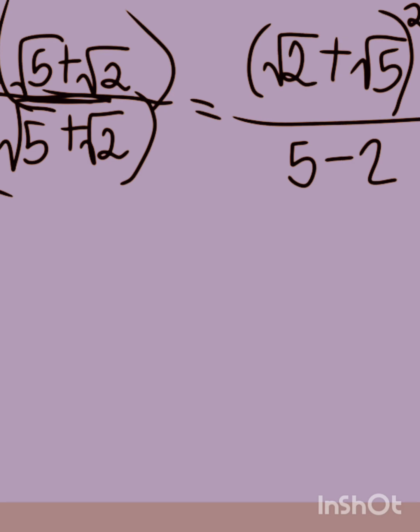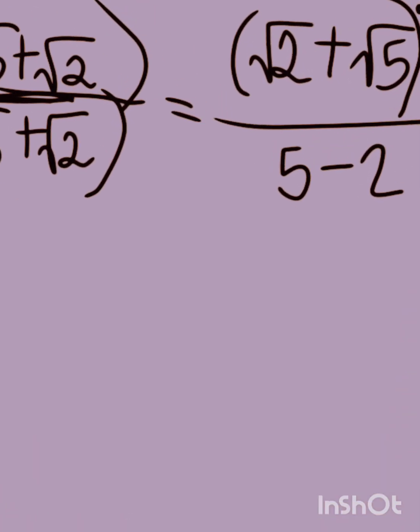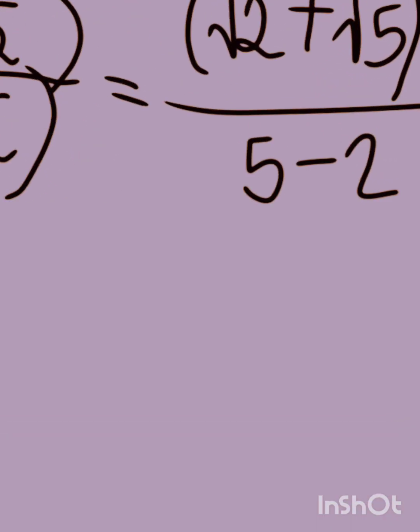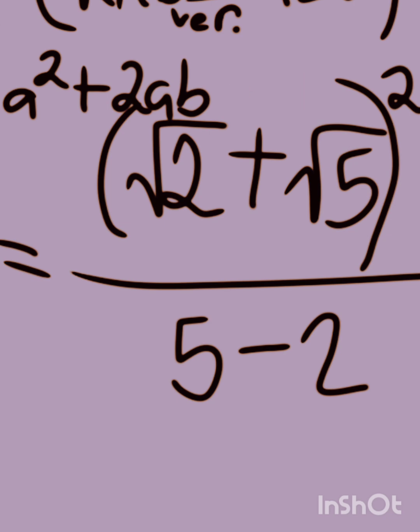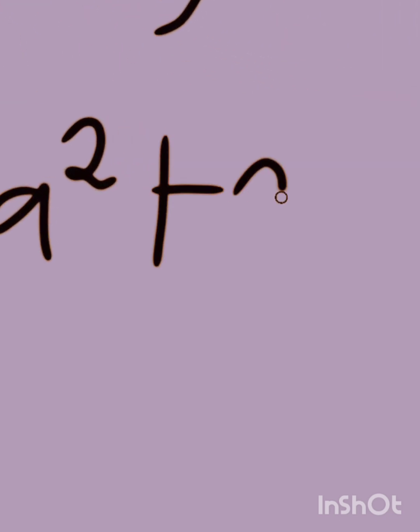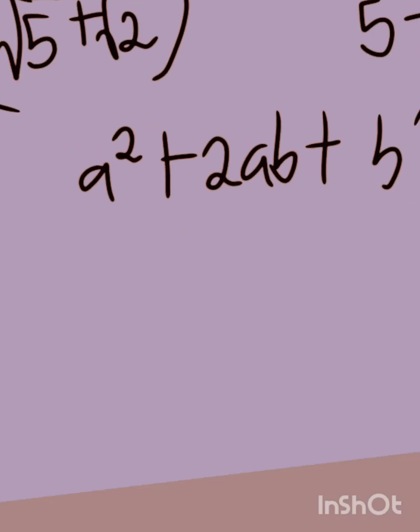Since we use the formula, A minus B multiplied by A plus B is equal to A squared minus B squared. Then, after that, we can use the formula A squared plus 2AB plus B squared. I'm referring to the numerator, okay? Since it's squared, let's try with the given formula. Okay, that should be done.